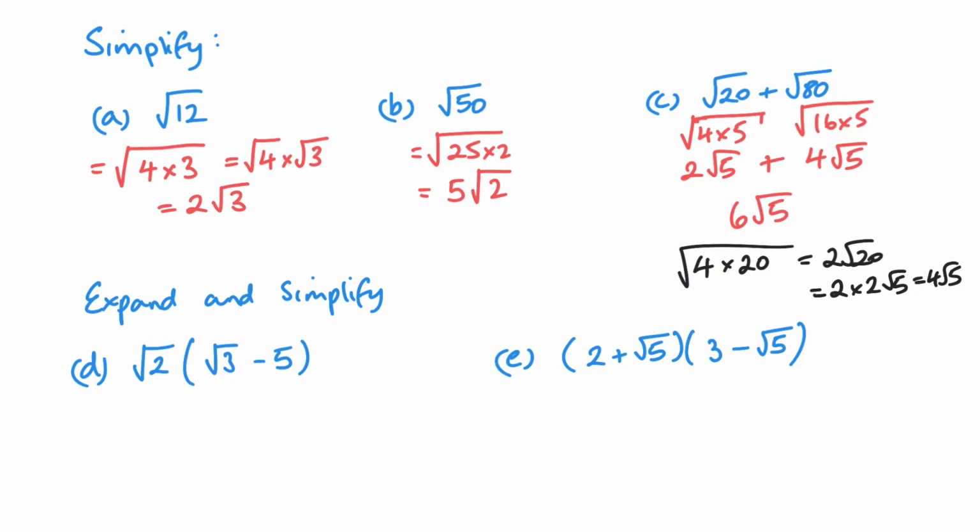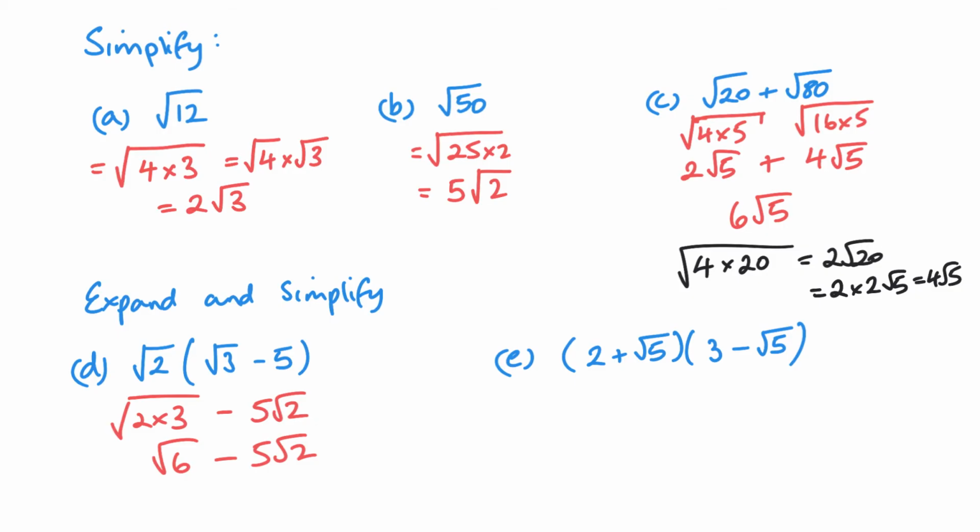Switch back to red. Now, expanding brackets. So root 2 times root 3. What I can do is put that as a single root as 2 times 3. And then we got root 2 times 5, so 5 root 2. So we got root 6 minus 5 root 2.